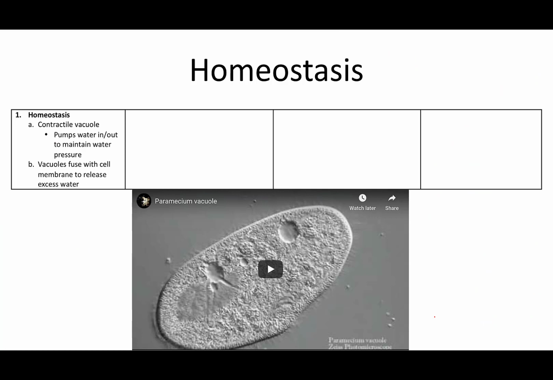Homeostasis. So homeostasis is the act of keeping your internal environment consistent. A lot of these guys are living in an aquatic environment, and a lot of times it's freshwater systems. So freshwater systems have a lot of water. Versus saltwater systems, where you have a high solute concentration, which means you have less water. So if you remember from osmosis, it wants to go from high water to low water concentrations. And this applies for all three of them.